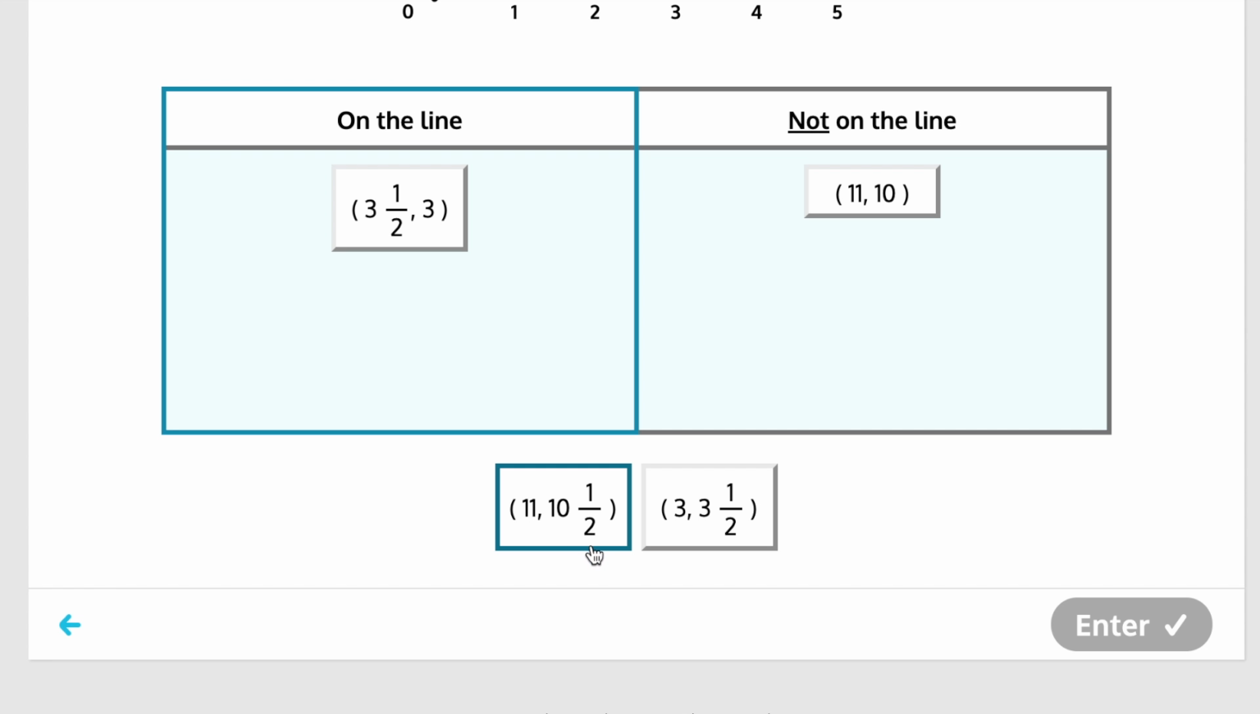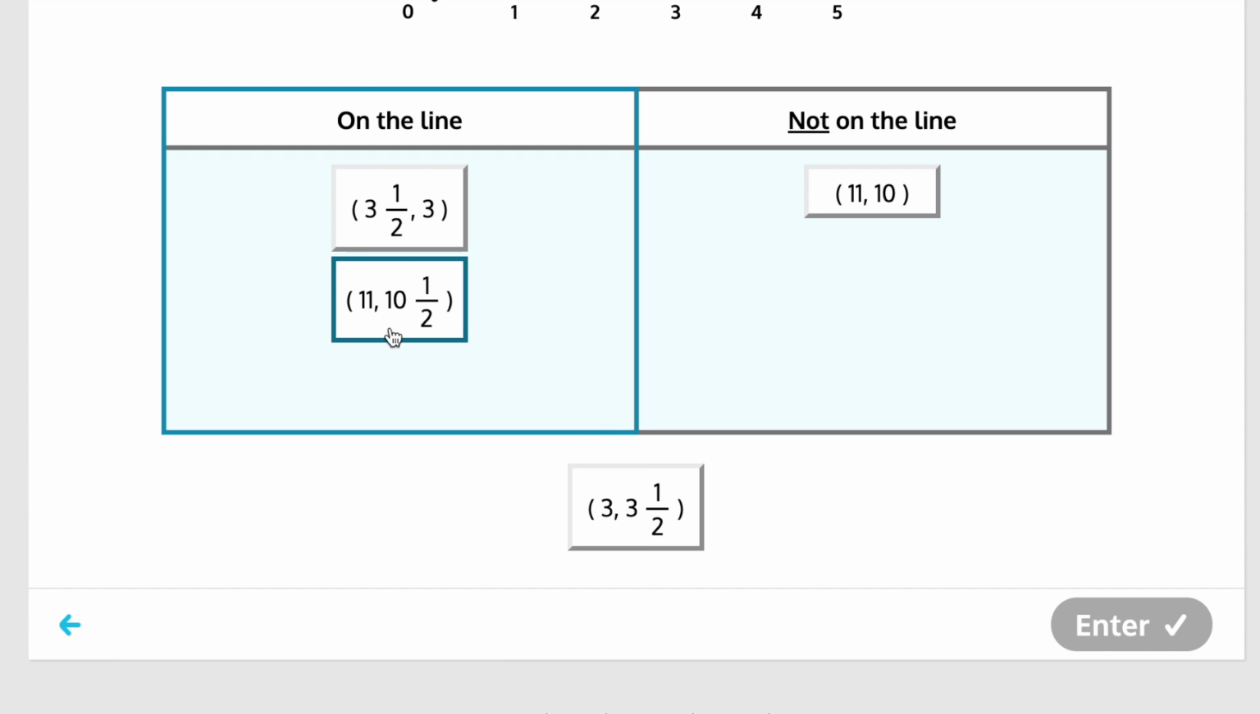(11, 10 and 1/2). What do you guys think? Would this fall on the line or not on the line? Type into the chat or have your teacher call on you. So this would go on the line because 10 and 1/2 is 1/2 less than 11.